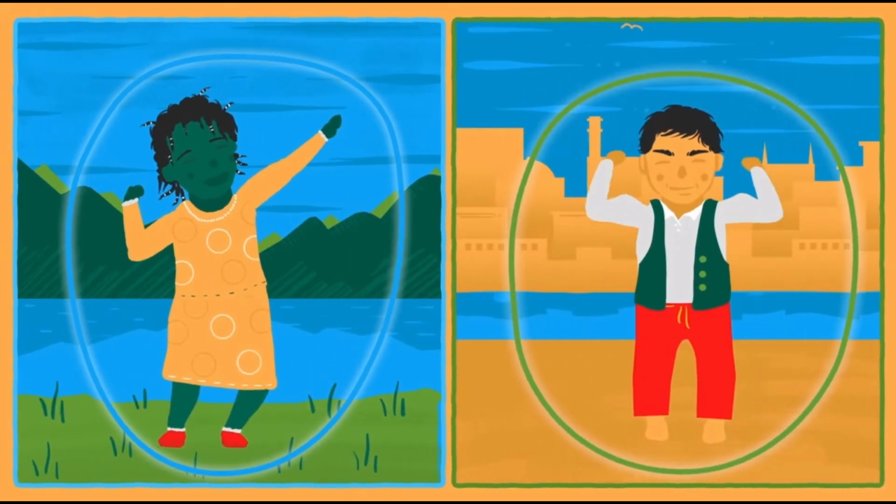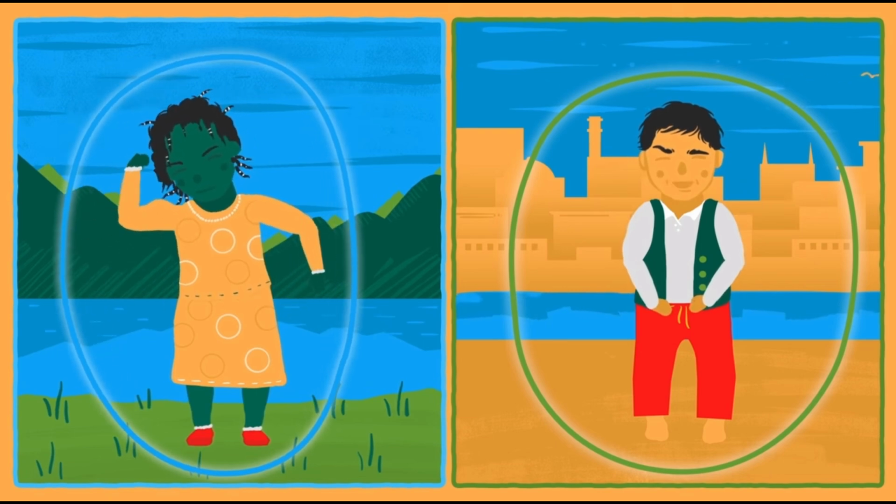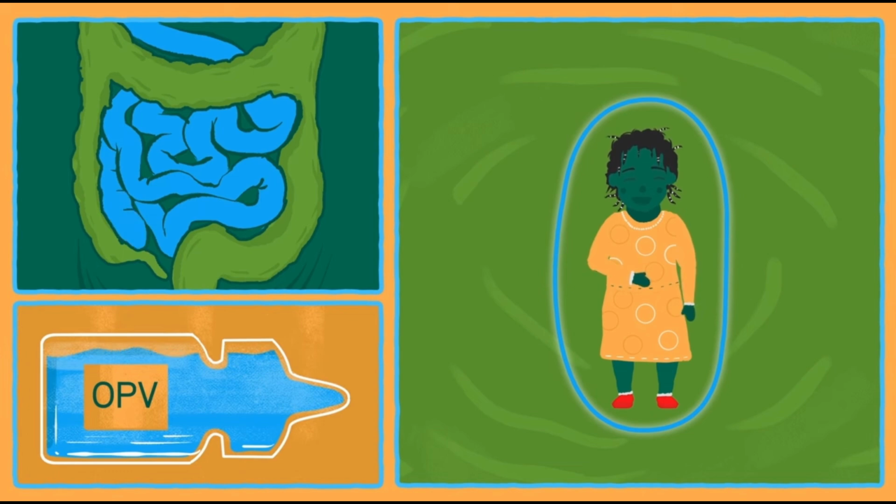They both teach children's bodies how to fight off the poliovirus, but they do this in different ways. The oral polio vaccine builds protection in the child's intestine.